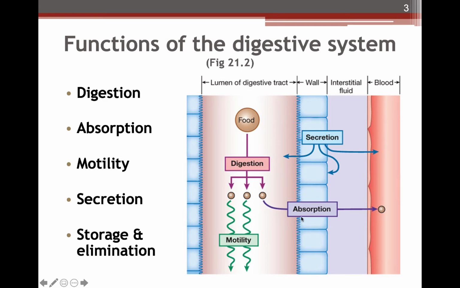We'll be talking about carrier proteins and channels at work on the apical membrane and the basolateral membrane in order to get these small building block molecules into the blood so that your body can use them. They can be dispersed all over your body, stored, or used immediately. We'll talk a little bit about motility, moving the food from one compartment to the next.